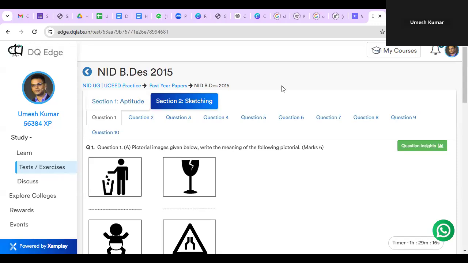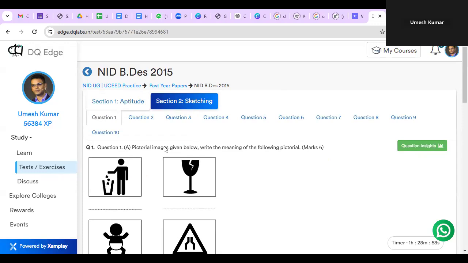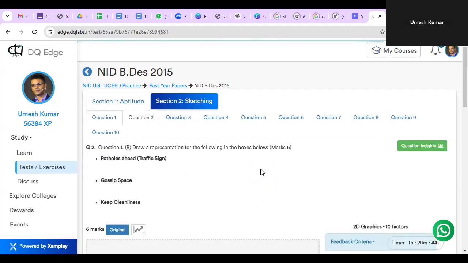So today we will be reviewing the NID BDES 2015 paper. In 2015, there were 10 sketching questions and 5 aptitude questions. Okay, that's crazy. Just see how the paper has turned upside down over the years, right? All right, let us quickly see. This is a 6 marker, approximately 2 minutes.